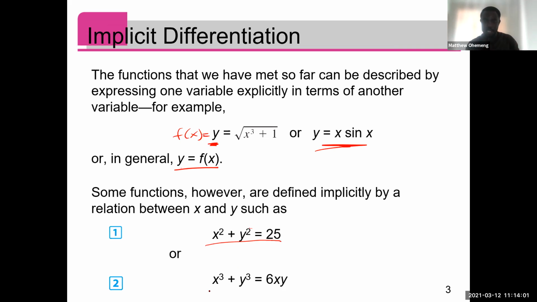The same goes for the third equation here. That one is x cubed plus y cubed equal to 6xy. That one is called the folium of Descartes. We'll talk about this later on.